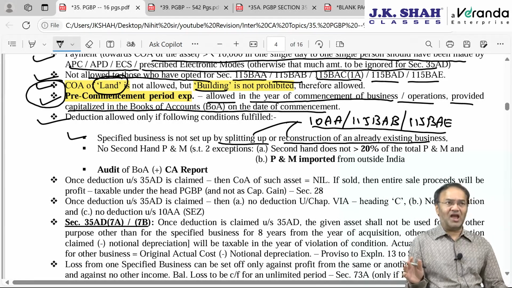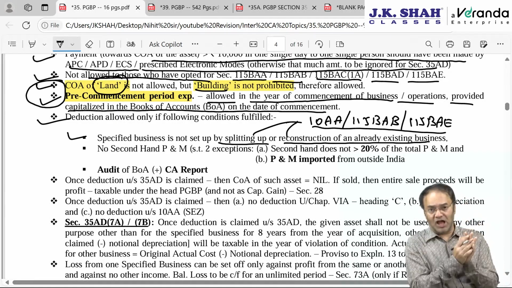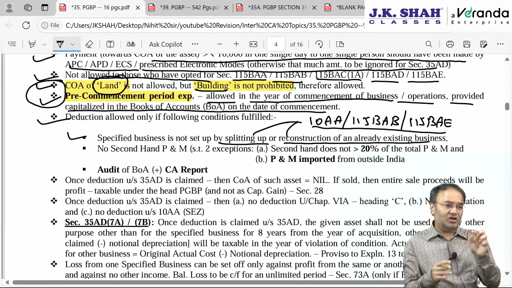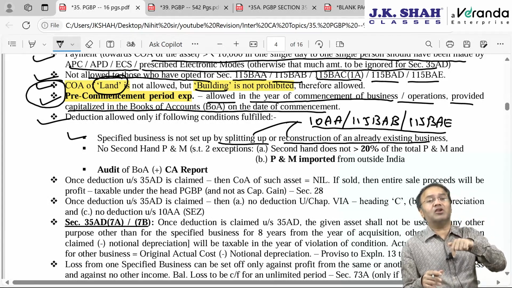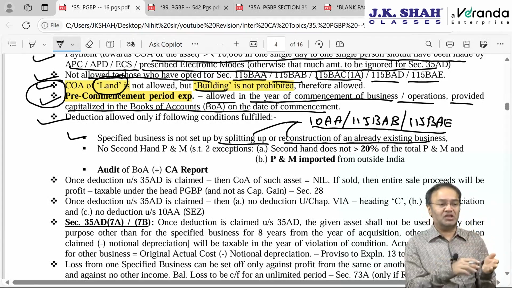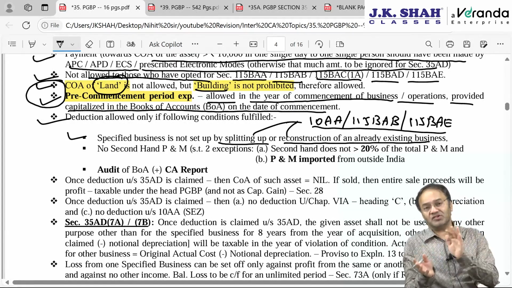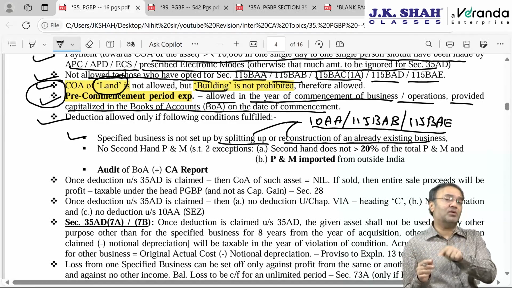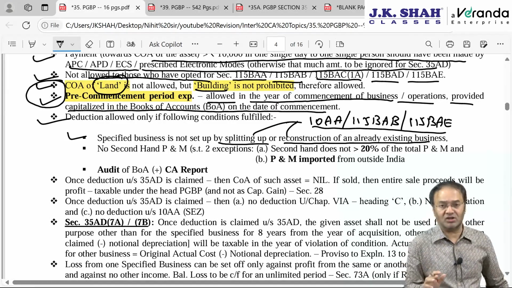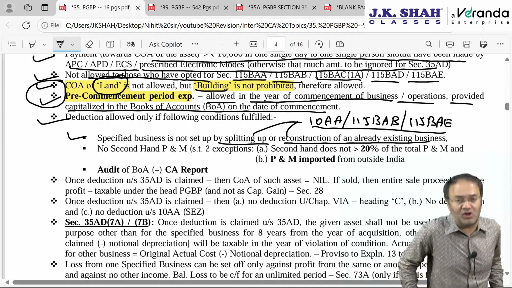Wherever this condition is there, the idea is that if Dabur, which manufactures honey, is already manufacturing honey, this deduction is not meant for Dabur. So if Dabur manipulates and does a demerger and creates a resulting company and transfers the honey manufacturing business to the resulting company, it will not become eligible to claim this 80JJAA deduction because it is reconstruction of an already existing business.